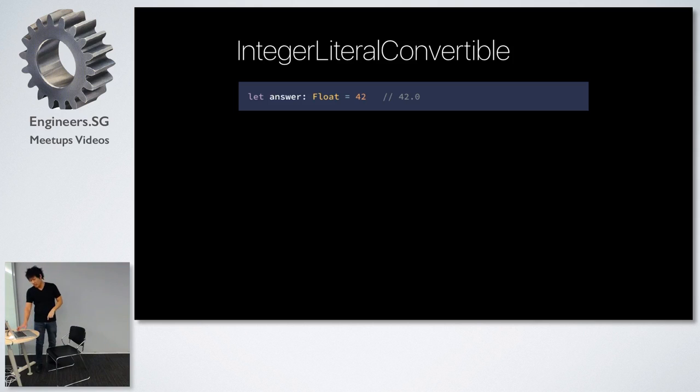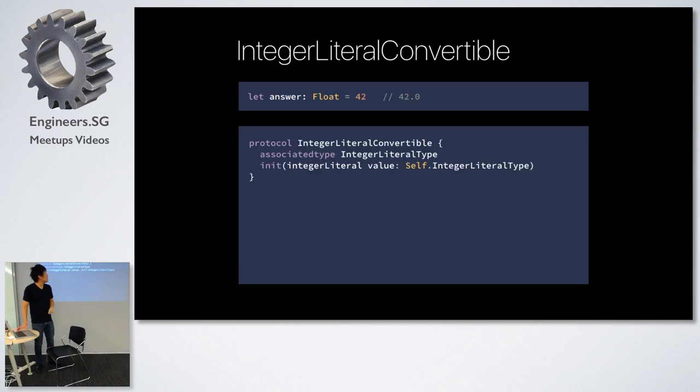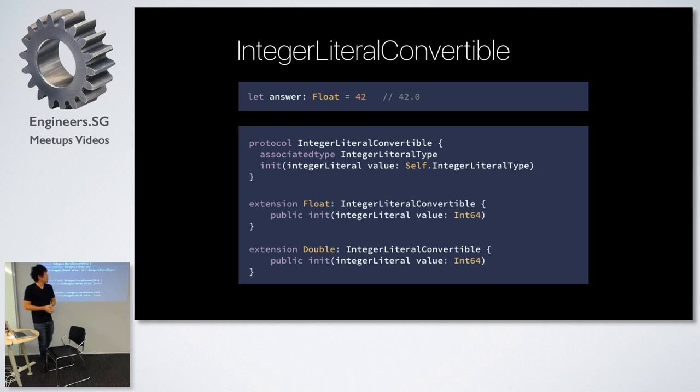Now this, we know that worked, right? And that's because Float conforms to integer literal convertible. And Double also conforms to integer literal convertible. Alright, let's find out. Playground demo again.